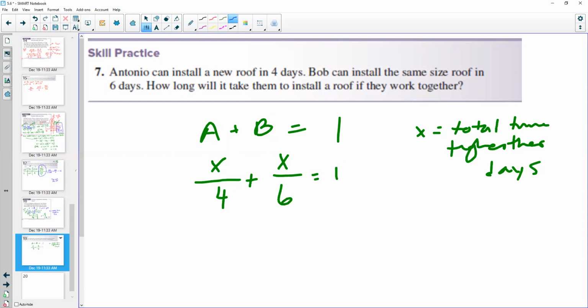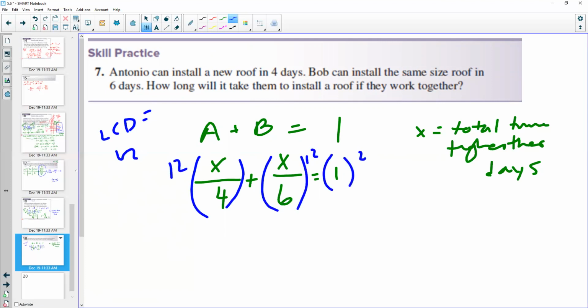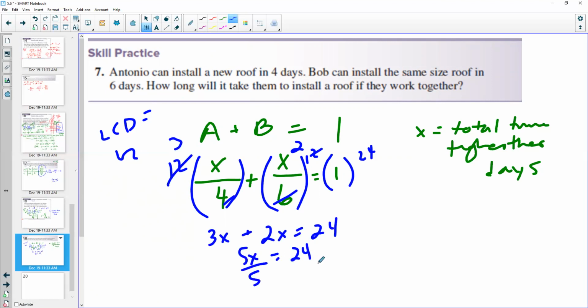All right, well, the least common denominator is 12. I know you wanted to say 24, but it's 12. 24 would work too, though. It's just more multiplying. All right, so that's a 3, that's a 2, that's a 24. So 3x plus 2x equals 24. 5x equals 24. Divide by 5. x is 24 over 5, which is what?